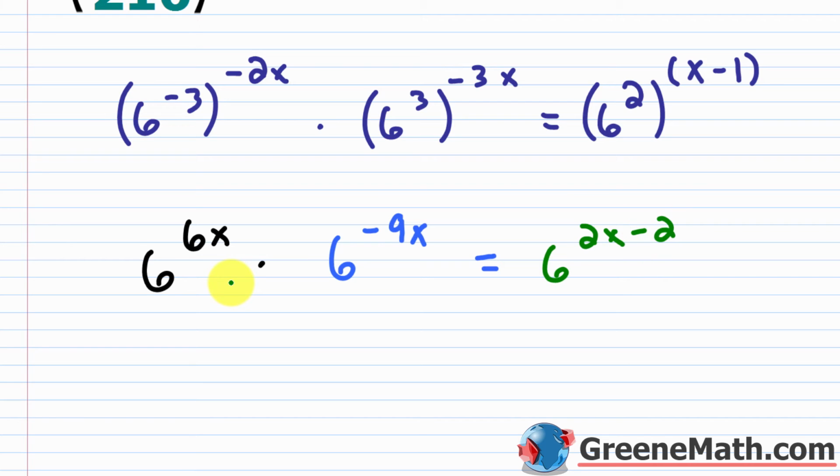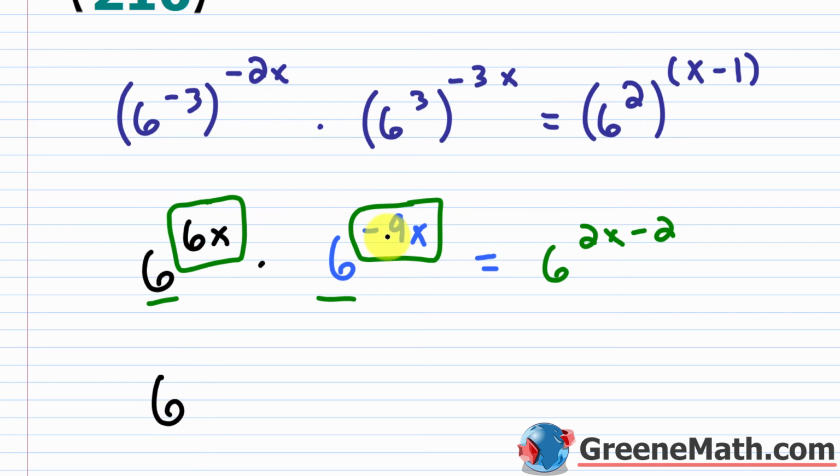All right, so the next step is to realize that if you have like bases and you're multiplying, you keep the base the same and you add your exponents. So basically I'm going to add 6x to negative 9x. So 6 stays the same. And then 6x plus negative 9x is going to be negative 3x. This is equal to 6 raised to the power of 2x minus 2. Let me scroll down and get some room going.